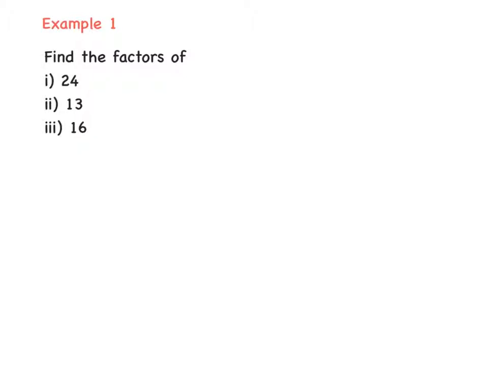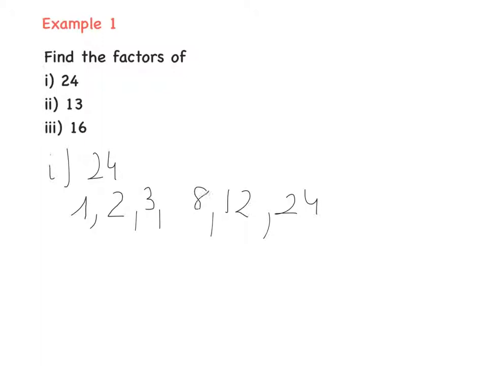Okay, so the first question, find all the factors of 24. We can divide 24 by 1. Always start from 1, and if you divide 24 by 1, you will get 24. We start from the smallest and the biggest, and we go to the middle. The next one, we can divide it by 2. So 24 divided by 2 is 12. So 2 and 12. Then 24 divided by 3 is 8. So we have 3 and 8.